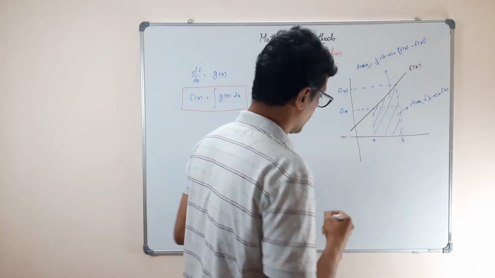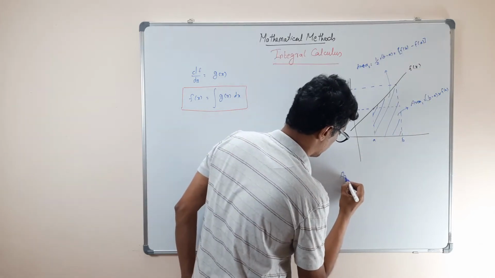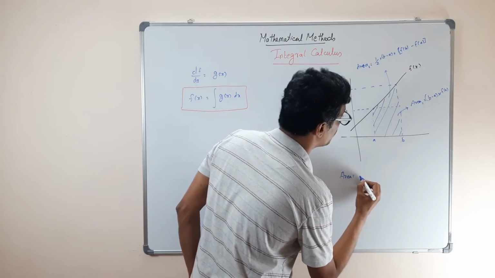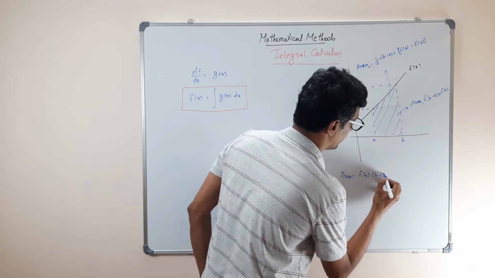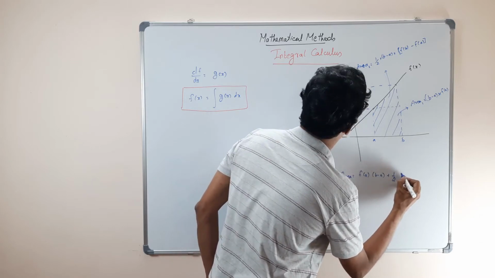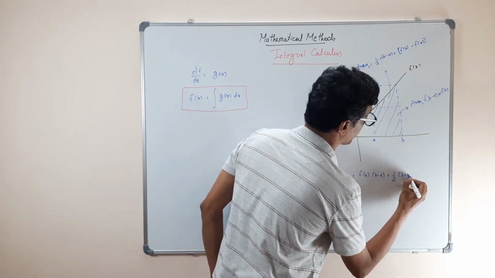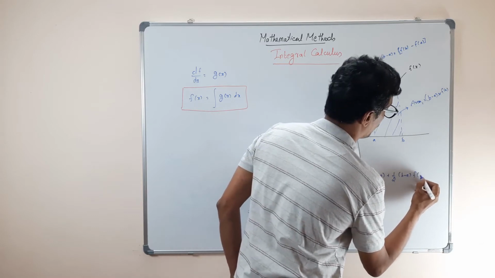So therefore, the total area we can write as equal to f of A into B minus A, plus half into B minus A into f of B minus f of A. Okay.